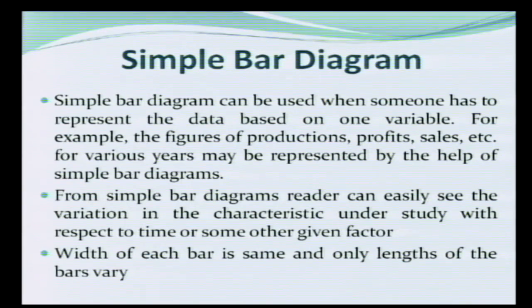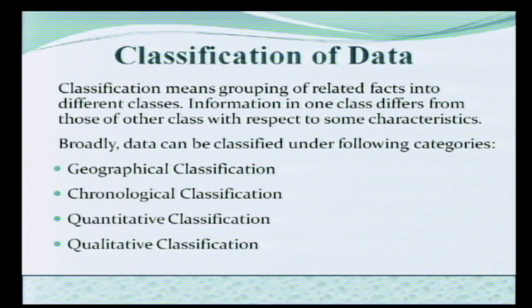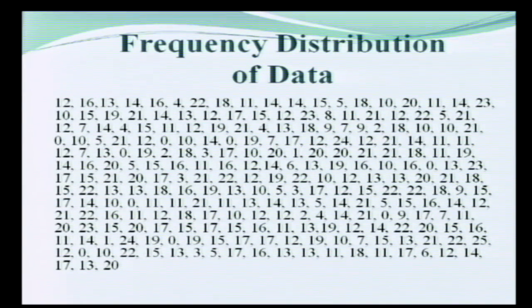Viewers, we can summarize what we have discussed until now. We started with the classification of data. Primary data can be classified into 4 kinds: geographical classification, chronological classification, quantitative classification and qualitative classification. After the classification, we can have a large number of values in a particular data set, which can also be arranged into a frequency distribution, in a very perfect manner that is easy to understand.